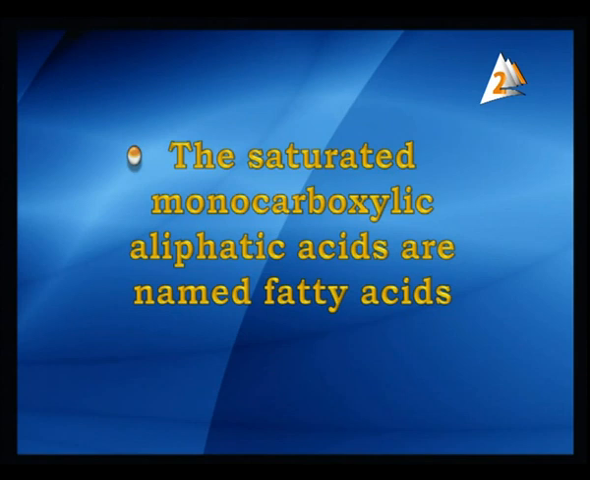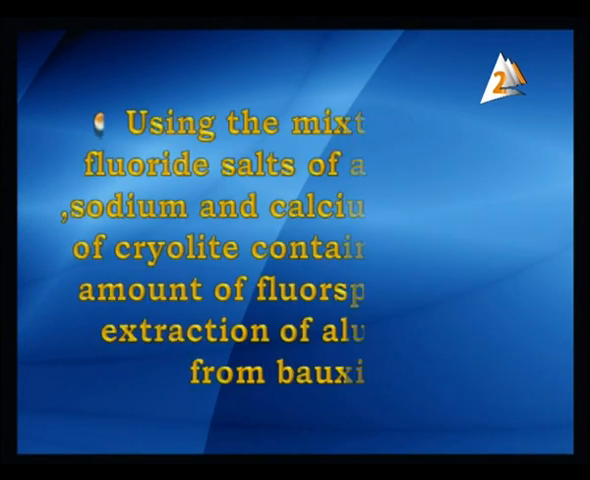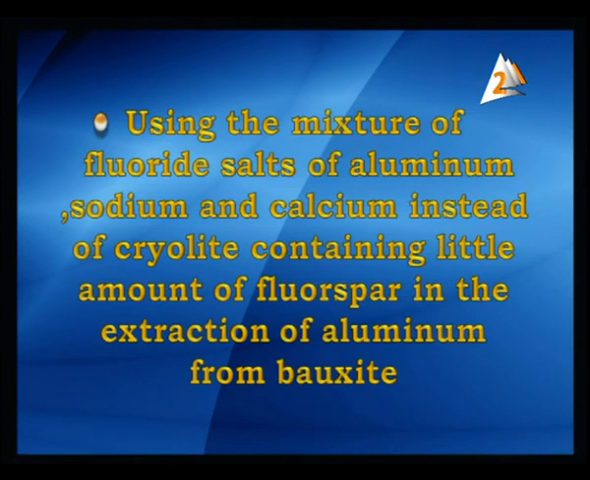After that, another give reason: the saturated monocarboxylic aliphatic acids are named fatty acids. Why? Because they come from fats, since many of them are present in fats in the form of esters with glycerol. After that, using a mixture of fluoride salts of aluminum, sodium and calcium instead of cryolite containing a little amount of fluorspar in the extraction of aluminum from bauxite.